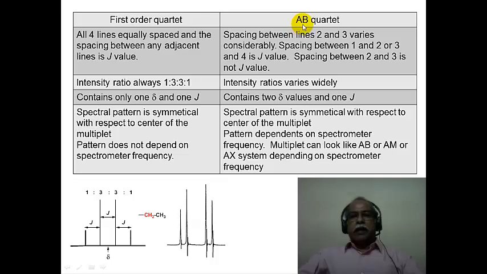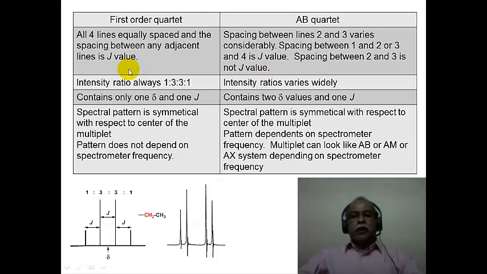On the other hand, the AB quartet will depend upon the spectrometer frequency. A multiplet that looks like an AB quartet can actually become an AM or an AX type of system depending on the spectrometer, because the delta, which is expressed in Hertz, depends on the spectrometer frequency. In other words, the difference in the chemical shift value expressed in Hertz, for example, between 2 hydrogens would be dependent on the spectrometer frequency.